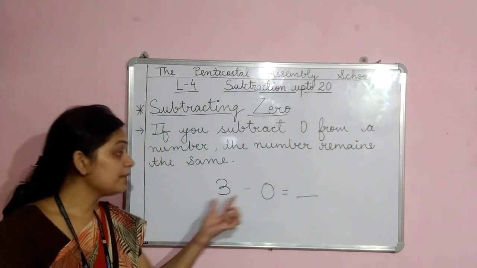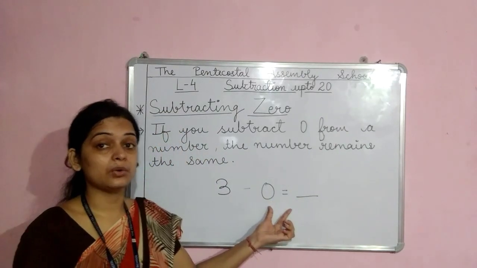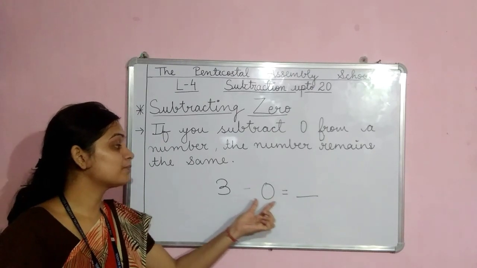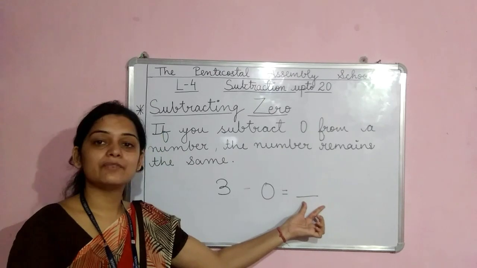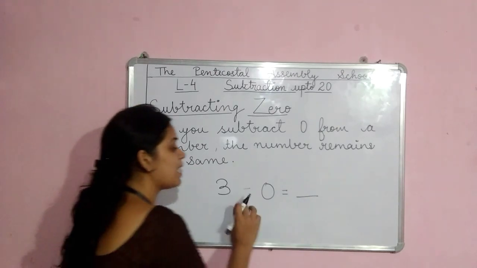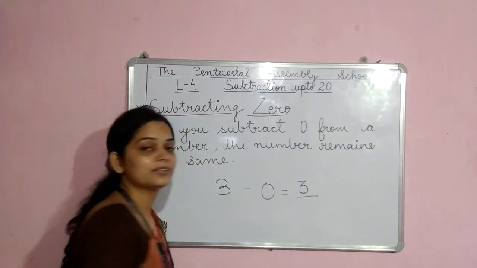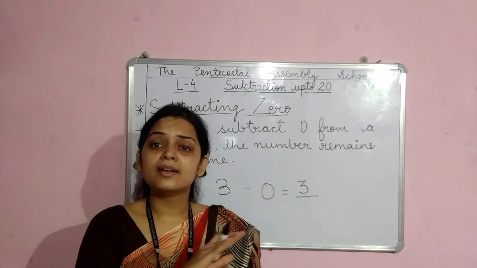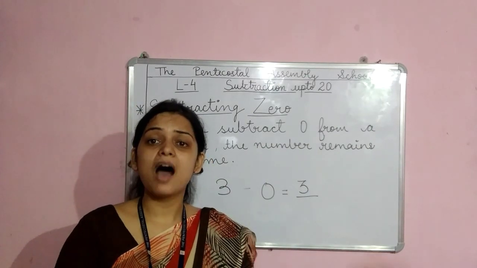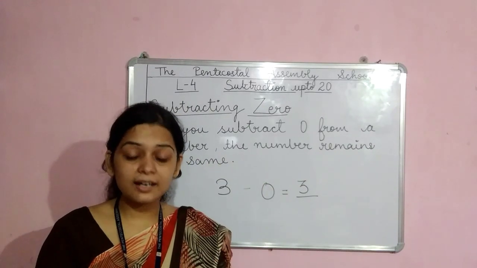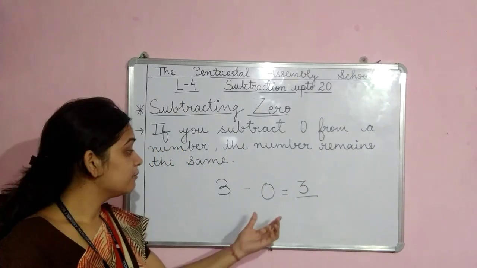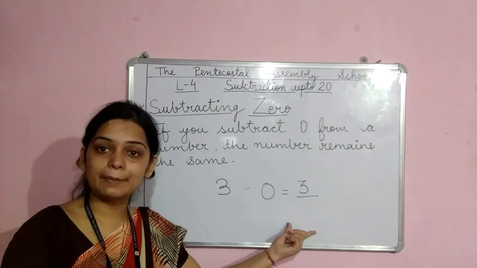So 3 minus 0. What did I tell you? When you are subtracting 0 from a number, the same number will be the answer. Means 3 minus 0 will be 3. In the story, none of the frogs came out. All the 3 frogs were still in the pond. So what will be the answer? 3 will be the answer.